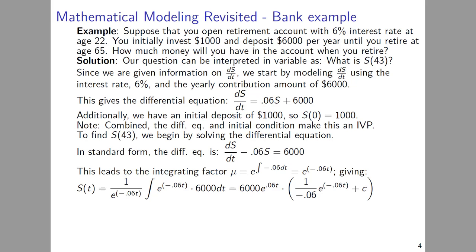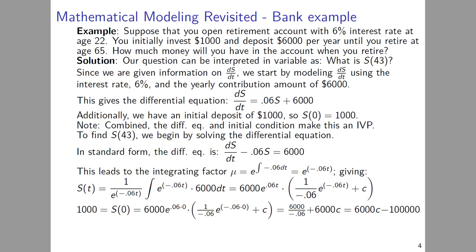And we can find c by using that S of 0 is 1,000, which we can write in terms of our formula as 6,000 times e to the 0.06 times 0 times 1 over negative 0.06 e to the negative 0.06 times 0 plus c. Since e to the 0 is just 1, this simplifies to 6,000 over negative 0.06 plus 6,000c, which is 6,000c minus 100,000. Adding 100,000 to both sides and dividing by 6,000 gives us that c is 101,000 over 6,000, or 101 over 6.